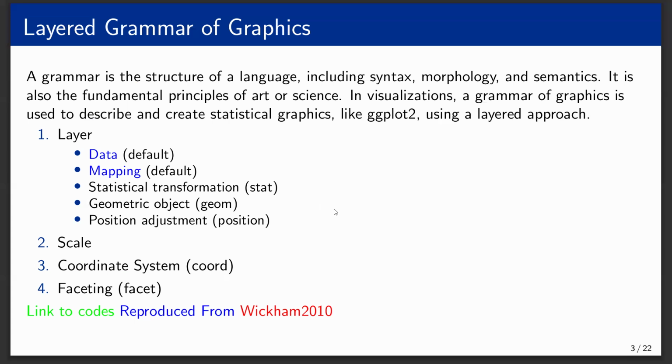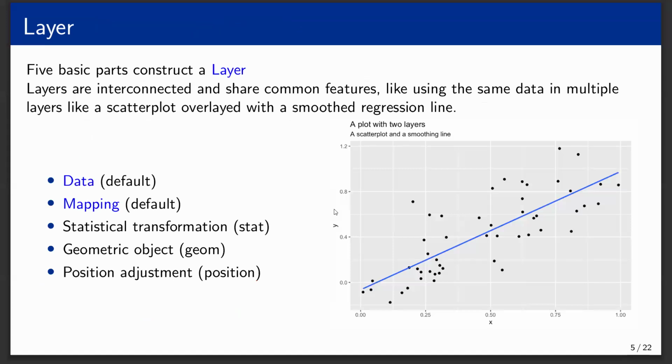So you can go through it. Wickham 2010 is the paper. In the layer, you have five basics, the five parts that construct a layer. Like in grammar, you have, I'm not a good English student, I don't remember how it is done, but you have like I am, you are, she is, something like that. So there's a structure to it.